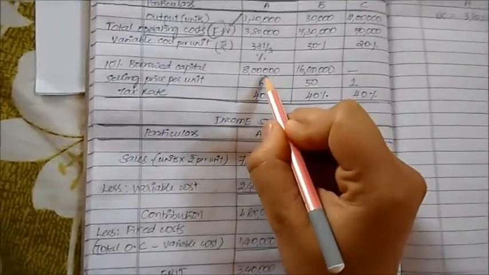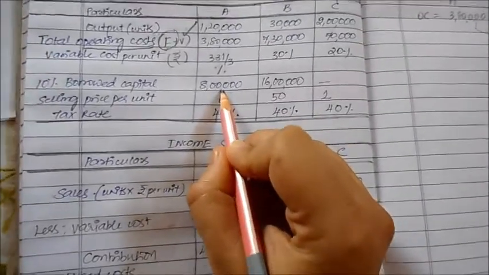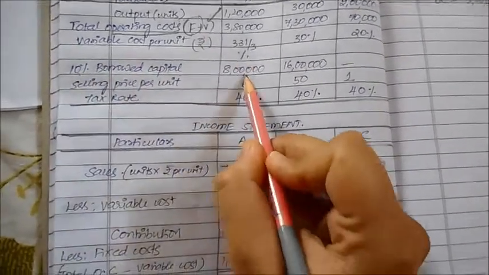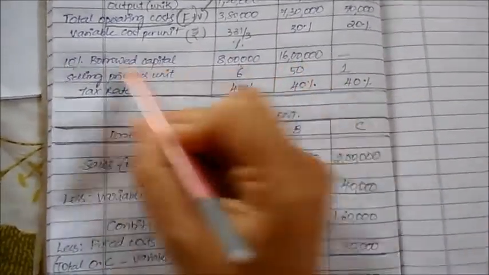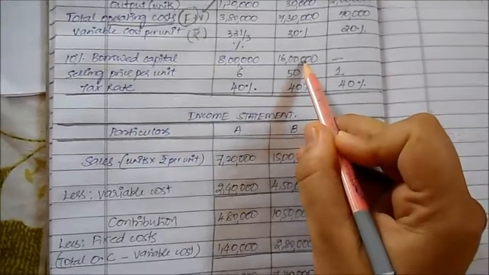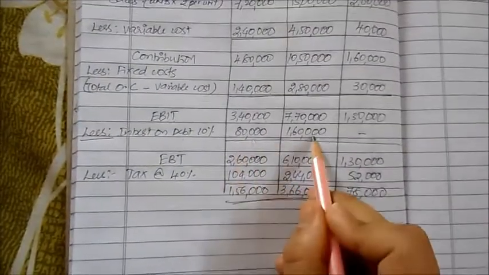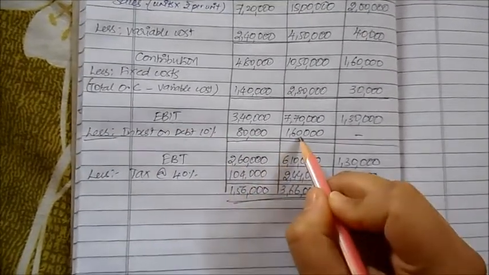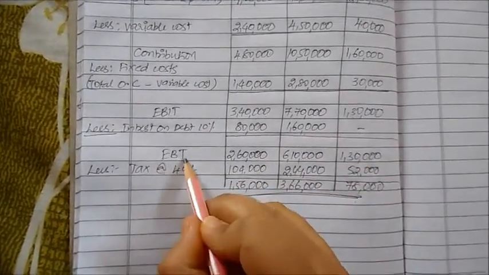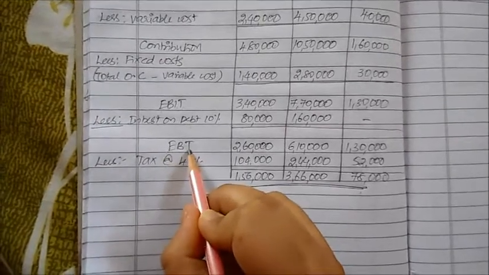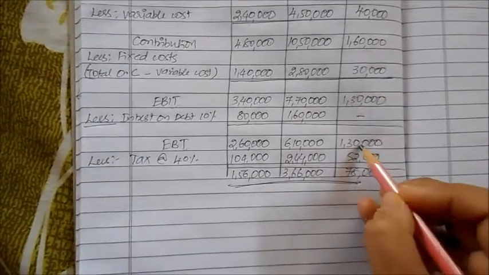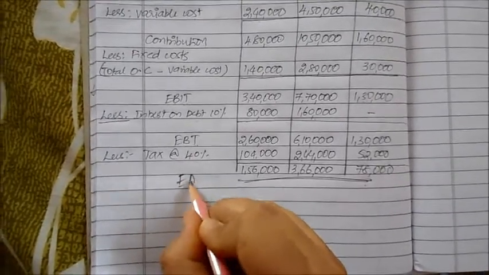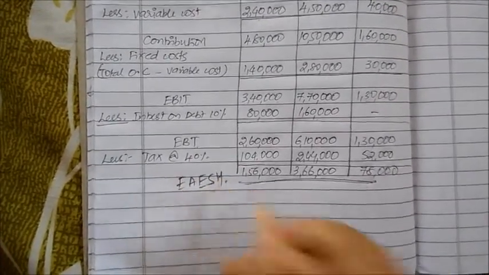Now in the capital, they say 8 lakhs is the capital, and how much interest are you paying? 10%. How much is 10% of 8 lakhs? 80,000, and 10% of 16 lakh? 1,60,000. Similarly it is written here. And out of the total EBIT, interest gets deducted to arrive at EBT, earnings before tax. Out of these values, we will calculate tax to finally arrive at earnings available to equity shareholders.